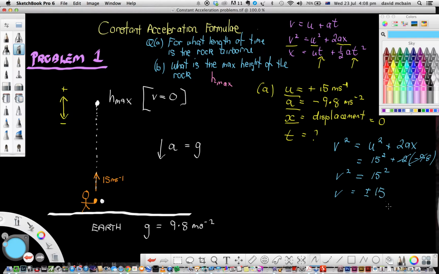Remember, we now have to decide which is the correct sign. Well, when the ball was travelling back to the Earth, it was moving in that direction. And that is the negative direction. So the answer we need to take is the negative answer. So for us, v equals negative 15 meters per second.